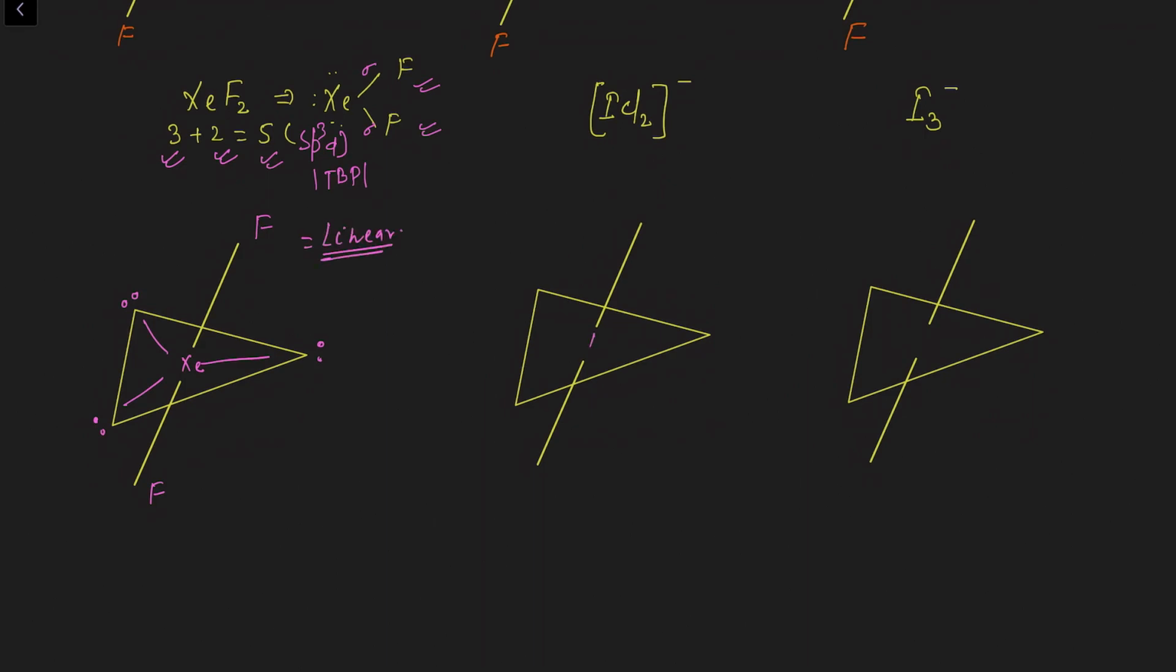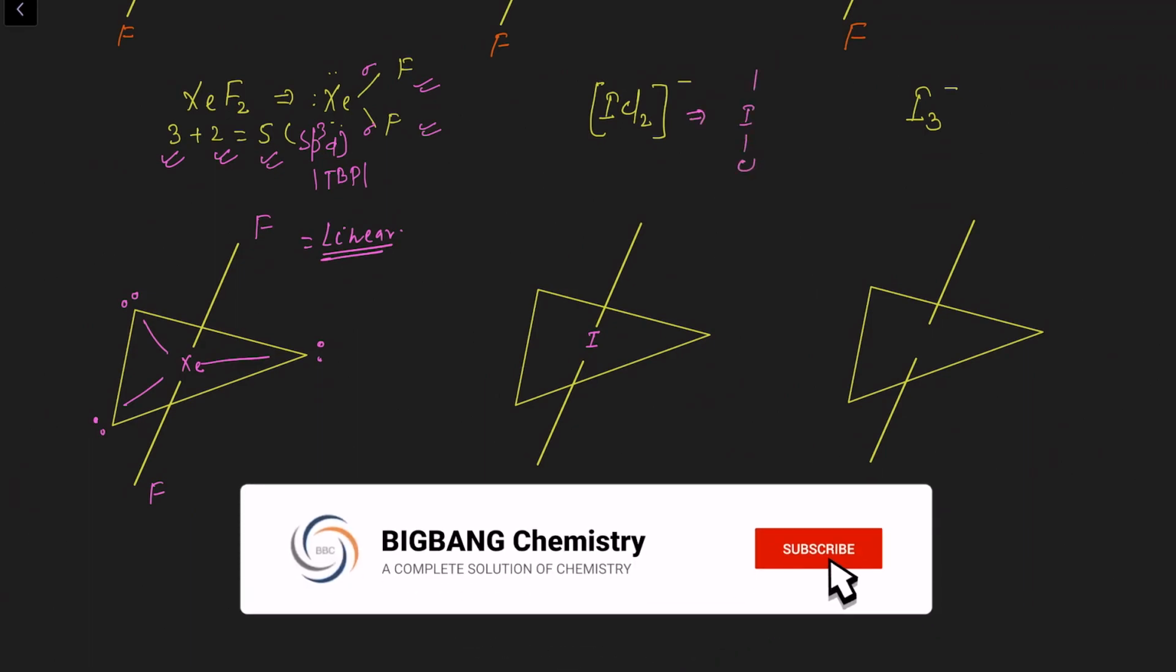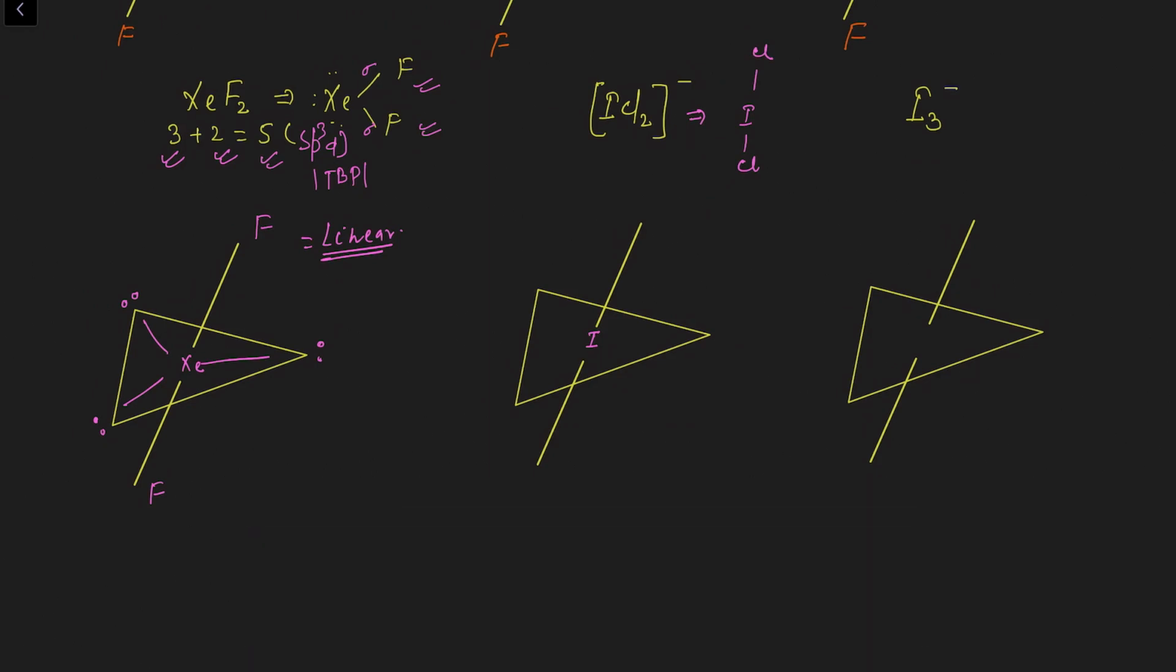ICl2 minus. In this ICl2 minus, I is the central atom. So now draw the Lewis dot structure of this first. So this is iodine. Out of this, 2 chlorines are forming single covalent bonds with this iodine. So now on this iodine, how many electrons are left? 2, 4, 6. And there is one negative charge, so one extra electron. So this is the Lewis dot structure of ICl2 minus.